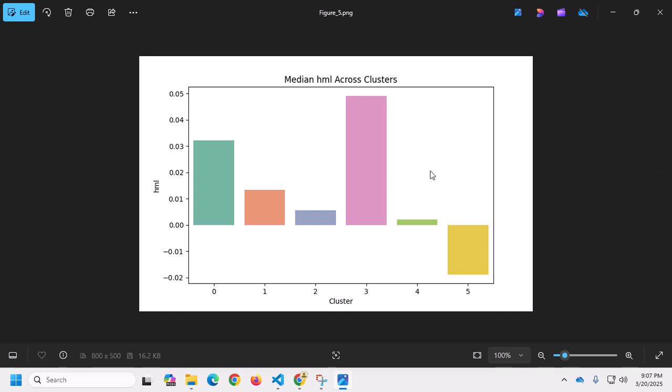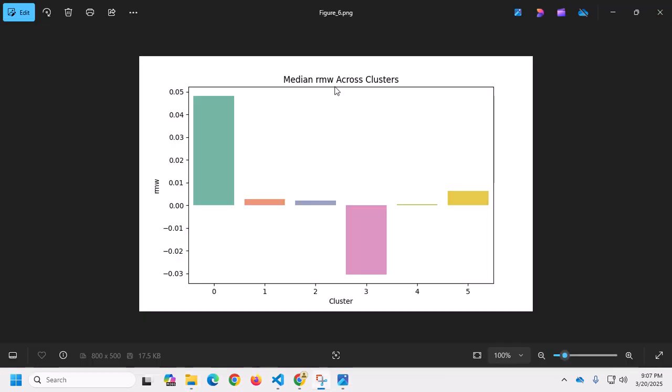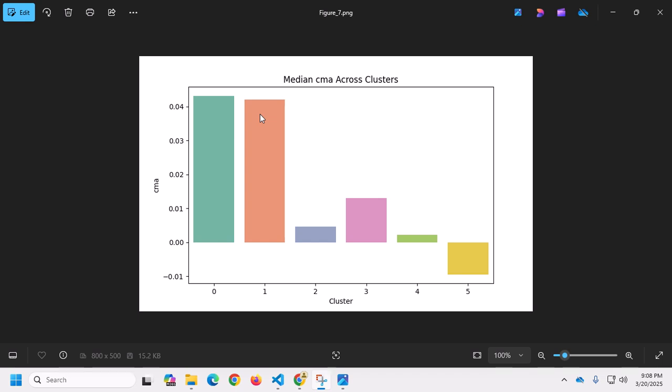So I had done that for all the financial ratios, but these were some of those that I had found to be the most important. Here's another diagram for median RNW across clusters. So that's that over here as well. The CMA values for different clusters are also listed over here. So cluster number zero and cluster number one have the highest CMA values amongst all the clusters, and the only one that had negative was the last cluster. So we have that over here.